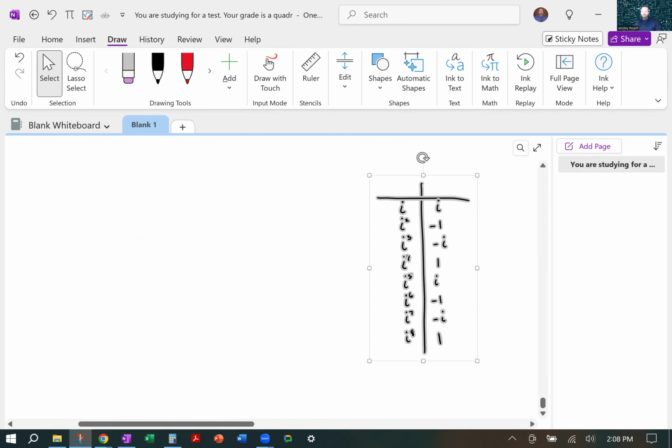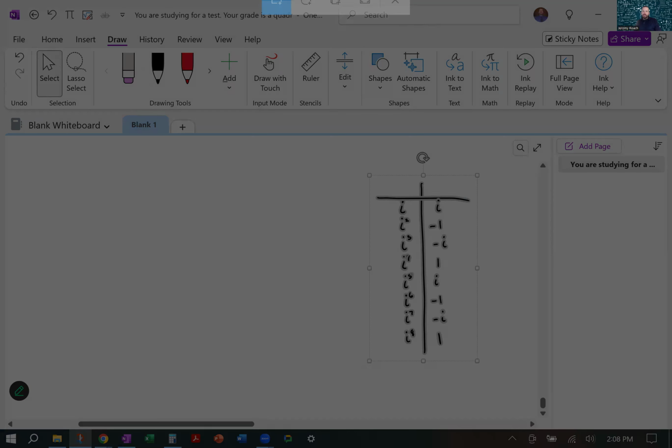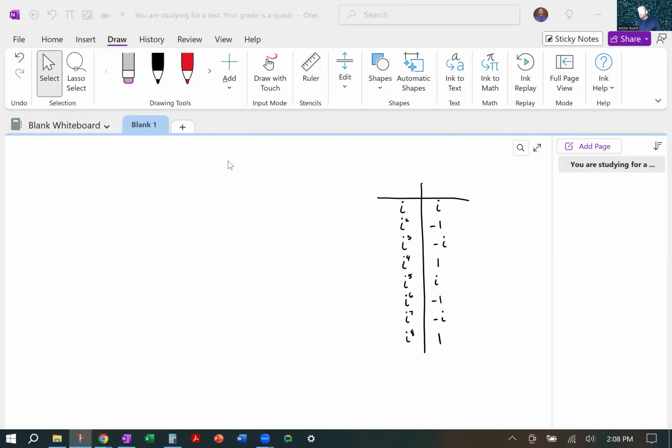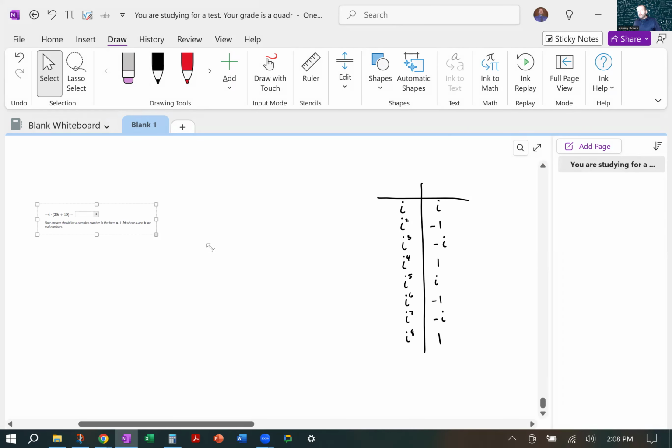So here's our first one. This one's not too bad. It's just one number using the distributive property with the i's. Just a second here to copy and paste this. All right.